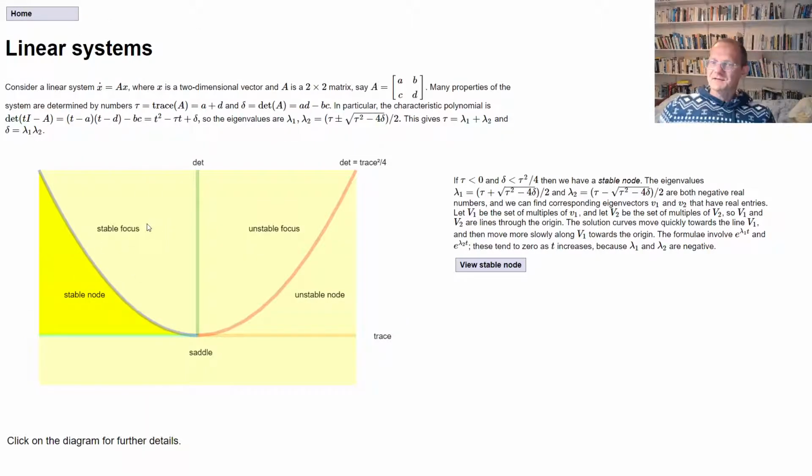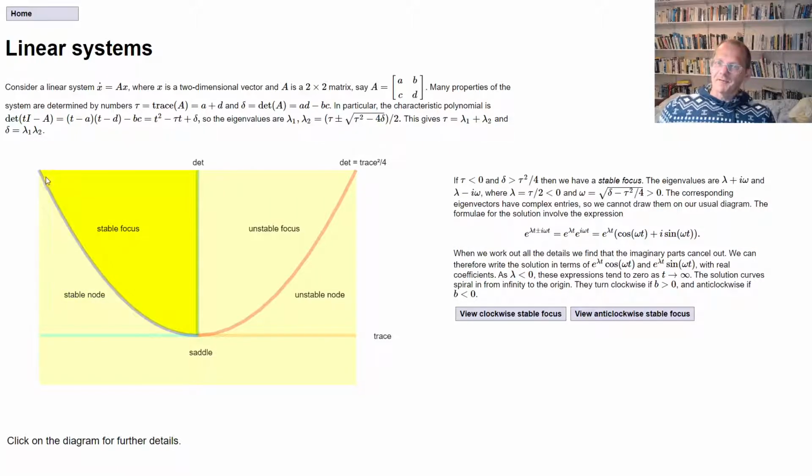Something similar but a little bit different is what happens if we go above this parabola. This region is a stable focus. We're above the parabola, and remember the parabola is where delta is equal to tau squared over 4, or tau squared minus 4 delta is equal to 0. Above here, tau squared minus 4 delta is going to be negative, or delta minus tau squared over 4 is going to be positive.